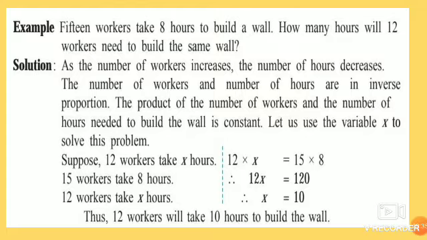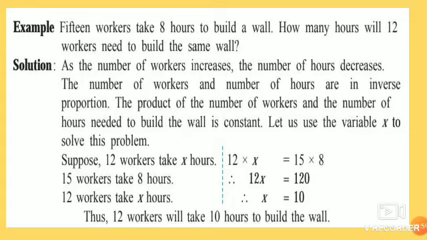Consider that the 12 workers take x hours, and 15 workers take 8 hours. So write down the equation for that now. 12 into x is equal to 15 into 8. 12x is equal to 120. After dividing 120 by 12, you will get x is equal to 10. Thus, the 12 workers will take 10 hours to build the wall.